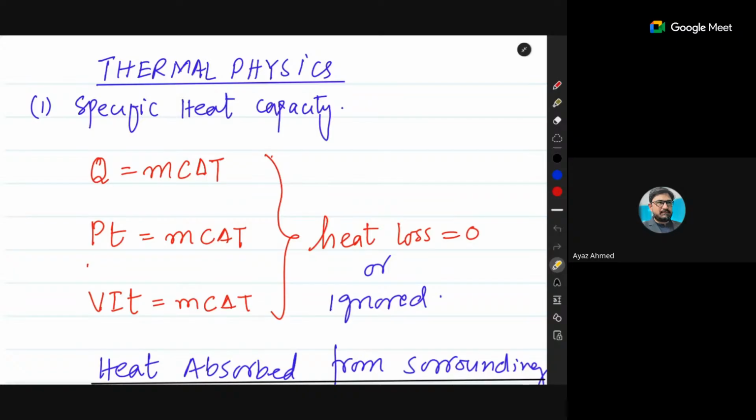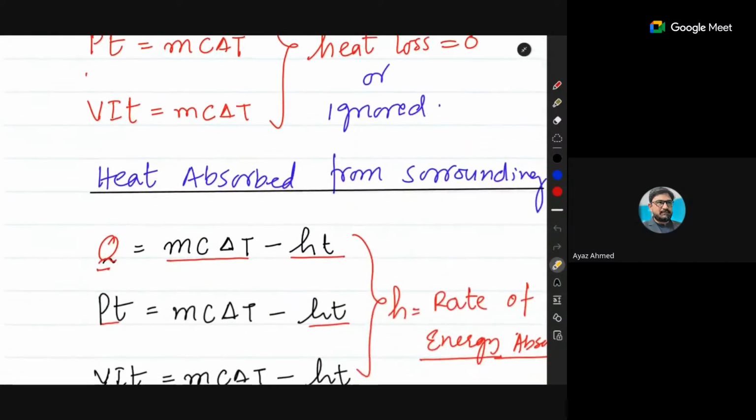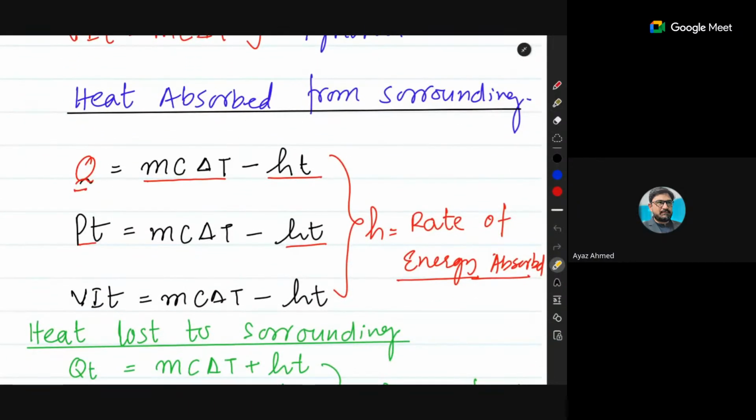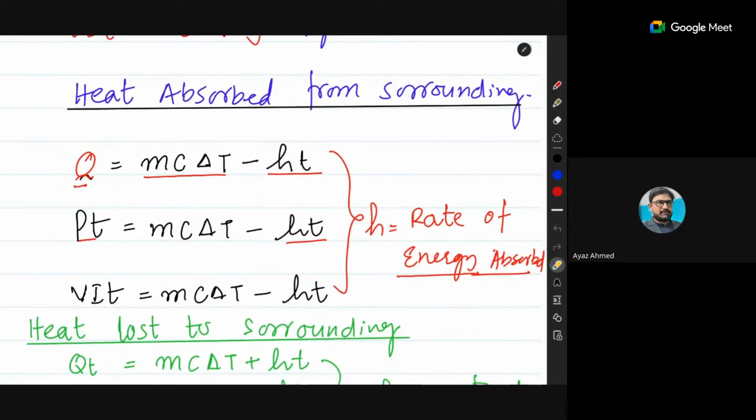So voltage and current, and due to this the power was VI. These were three equations which were used to find the specific heat capacity, and during all this we had one belief, that either the heat loss is equal to zero or it is ignored. This was what we were doing in our previous level, but actually it does not happen in this way, right? Heat is absorbed from the surrounding or heat is lost to the surrounding.